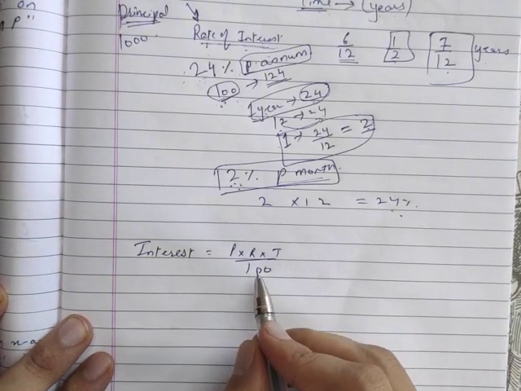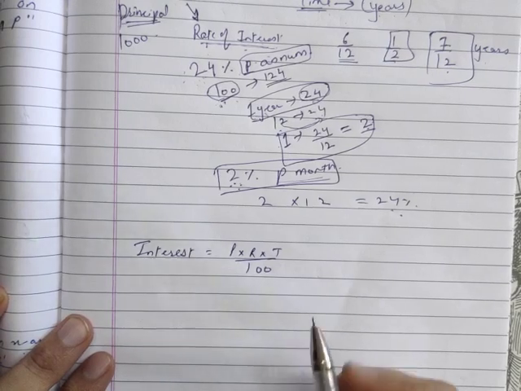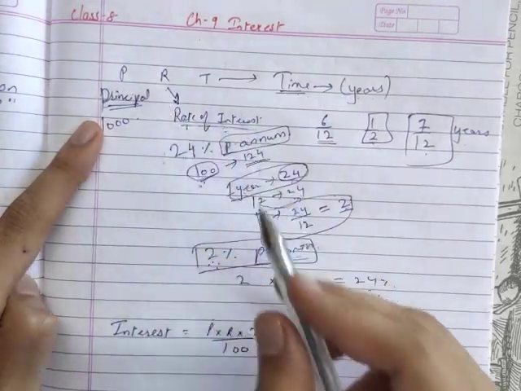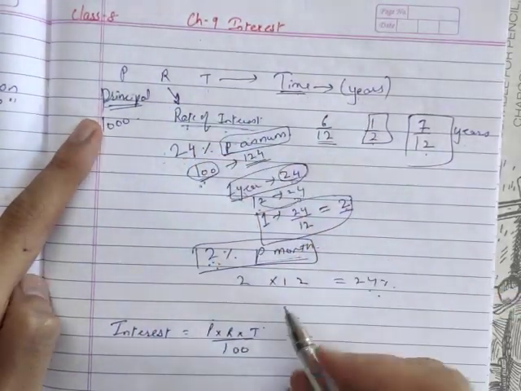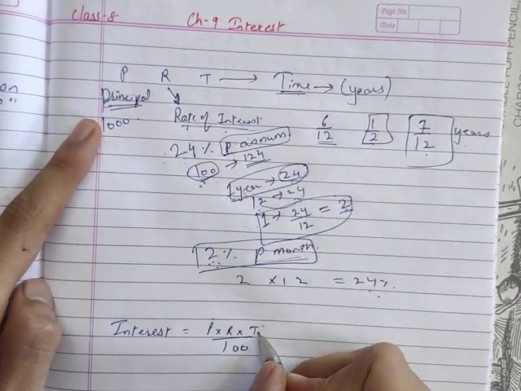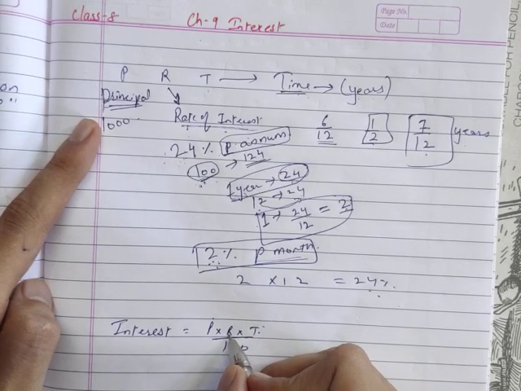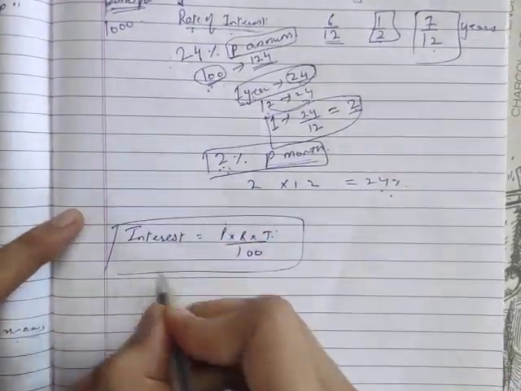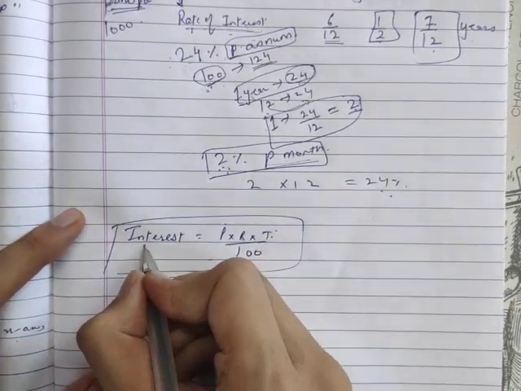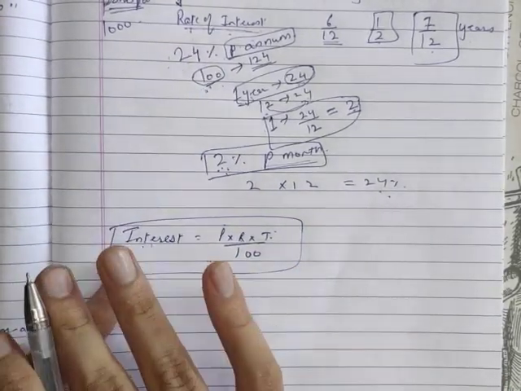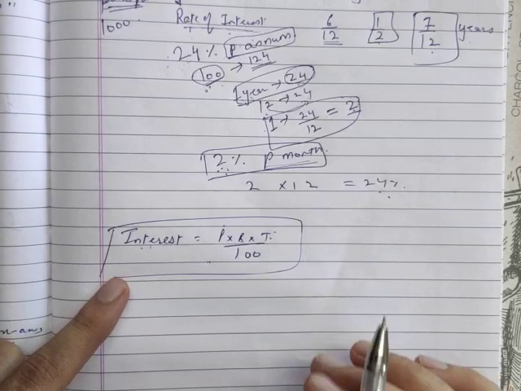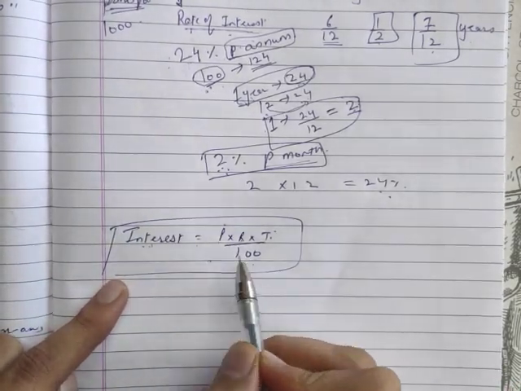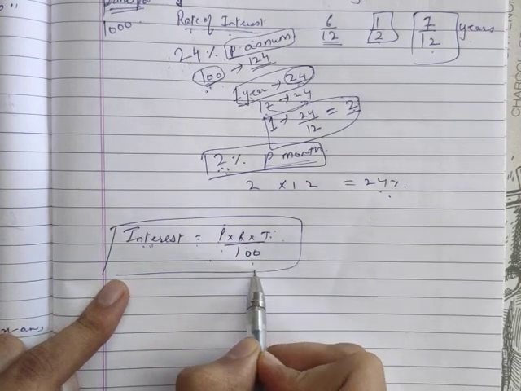P into R into T upon 100, where P is this same principal, R is this rate of interest, and T is time. Once again, try and keep time in years, try and keep rate of interest in per annum. So this is the formula that we got to learn. Very, very important formula. This formula you'll use almost entire life. So interest equals P into R into T upon 100.